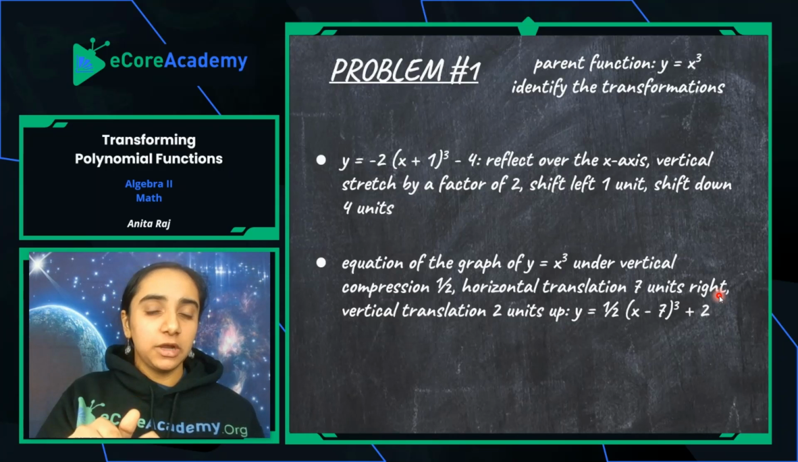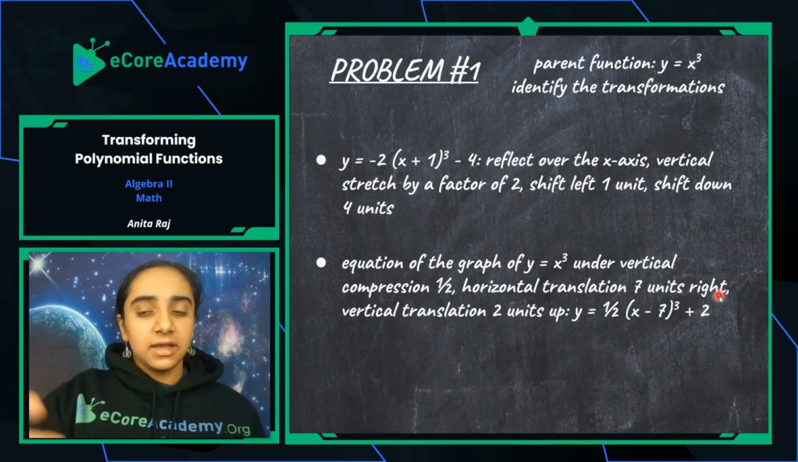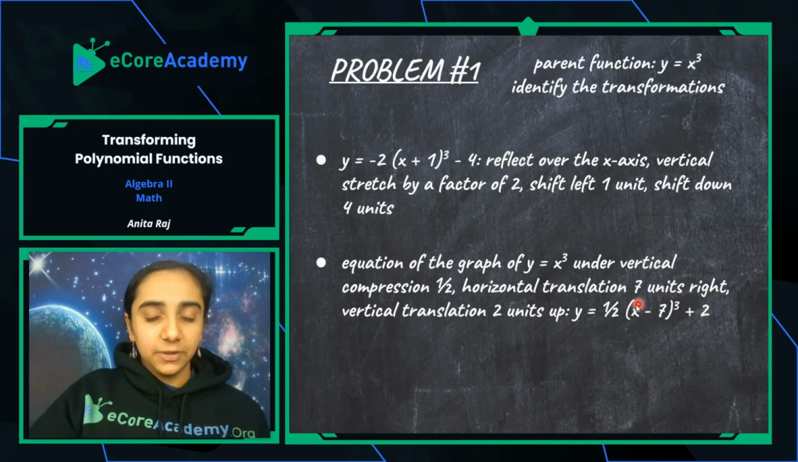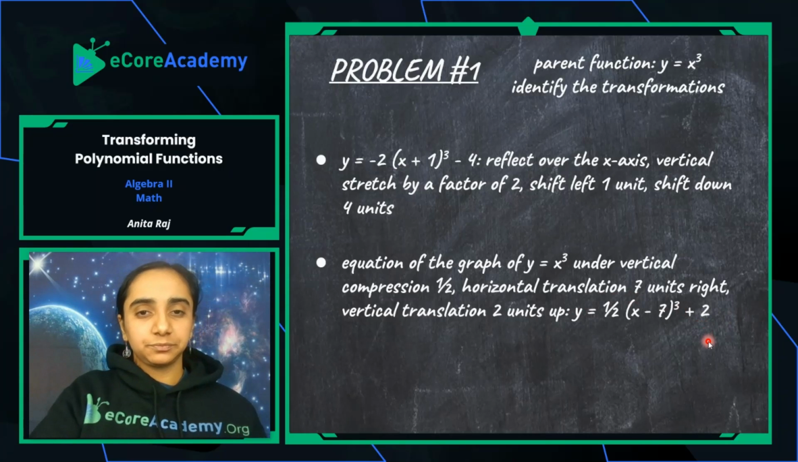But when we write it in the equation, we're going to write it with the opposite sign, because we're doing x minus some number h all cubed. In this case, h is 7, which is positive, so we're going to write x minus 7 cubed. And then lastly, for the vertical translation, 2 units up, we're moving in the positive direction, so we're just going to add a plus 2 to the end.